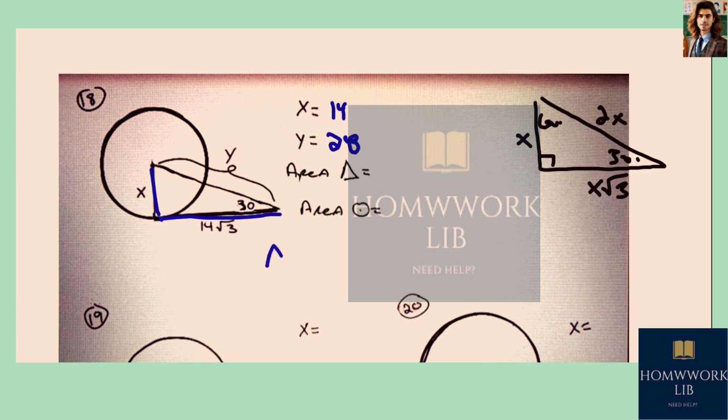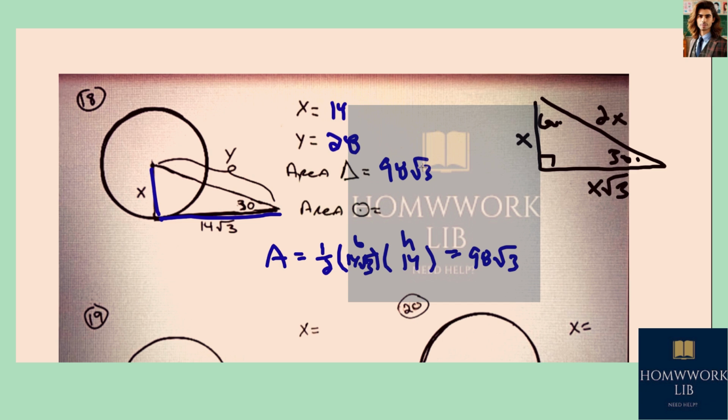The area of a triangle would be 1/2 times base times height. The base is 14 square root 3, and the height we just said is 14. And so 1/2 times 14 is 7 times another 14 is 98 square root 3 exactly. If you want to estimate that, that's about 169.7.